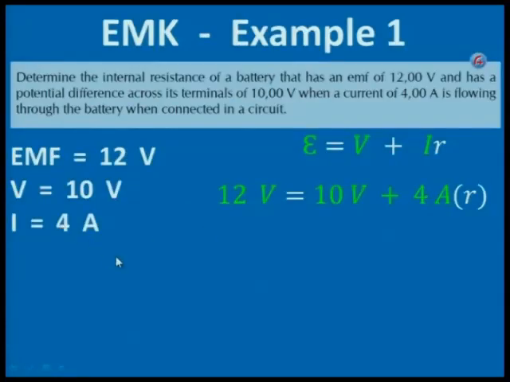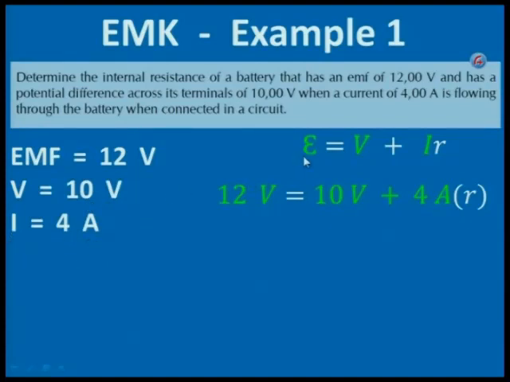Okay. Example. Determine the internal resistance of a battery that has an EMF of 12 volts and has a potential difference across the terminals of 10 volts when a current of 4 amperes is flowing through the battery when connected in a circuit. So, they give you EMF is 12 volts. The volts in the circuit is 10 volts and the current is 4 amperes.